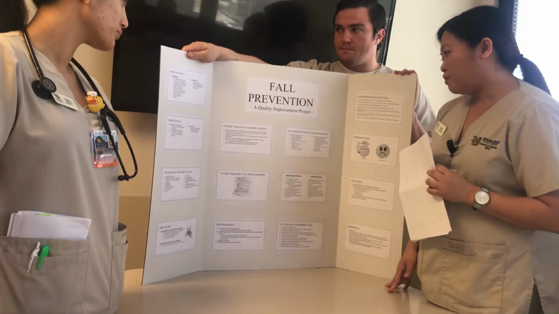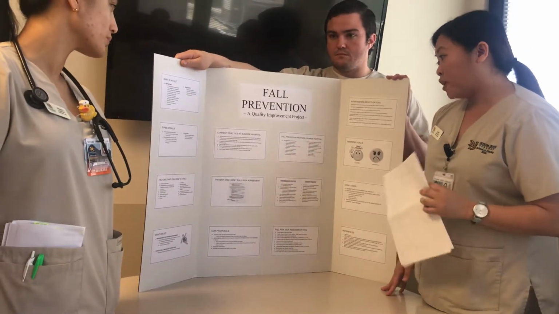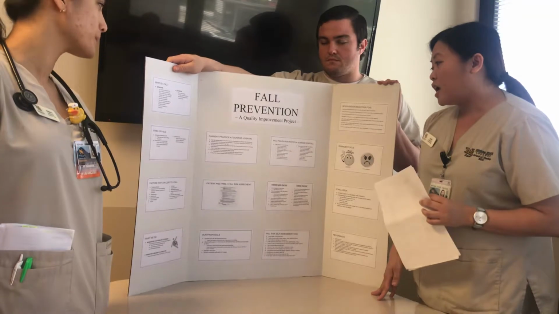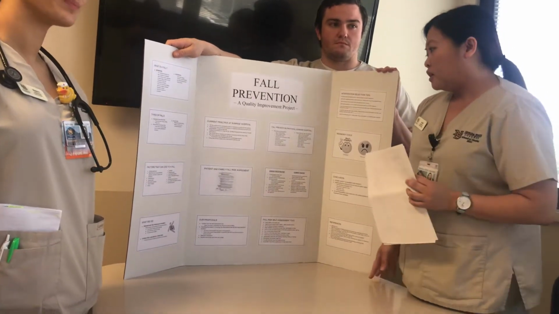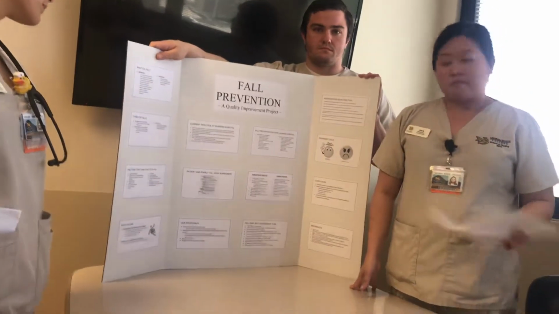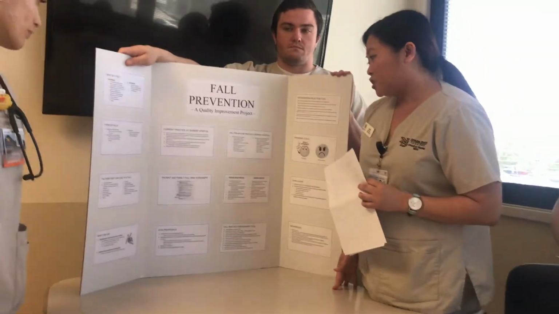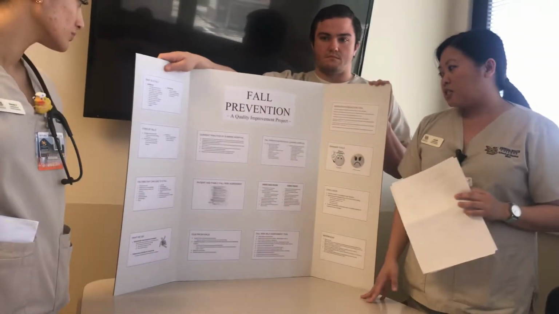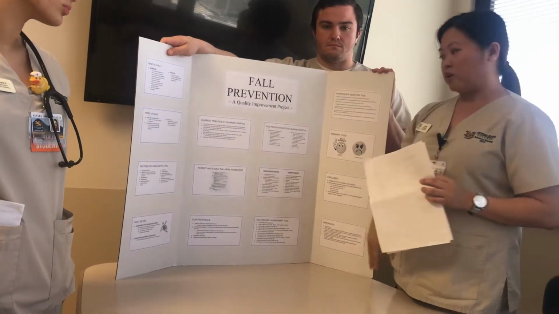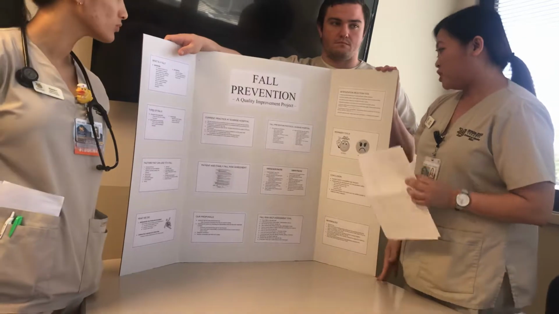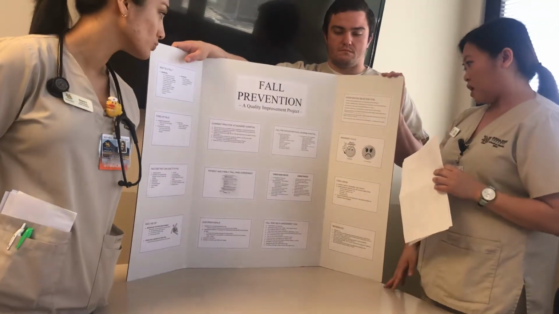And then post-fall huddle forms are completed after all falls and forwarded to risk management and the unit manager or director. Falling stars are placed outside of the room of a patient suffering any fall, so it should be sticking right outside their door. And then the fall prevention protocol right now at Sunrise Hospital.